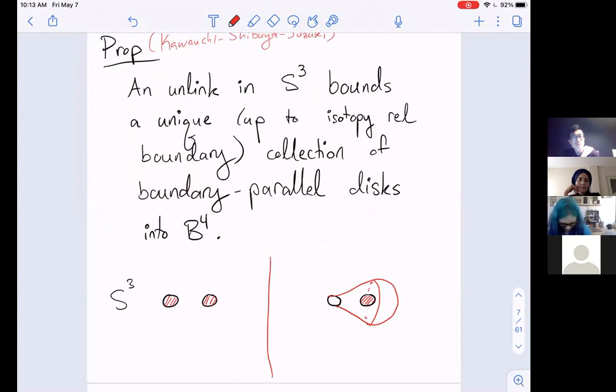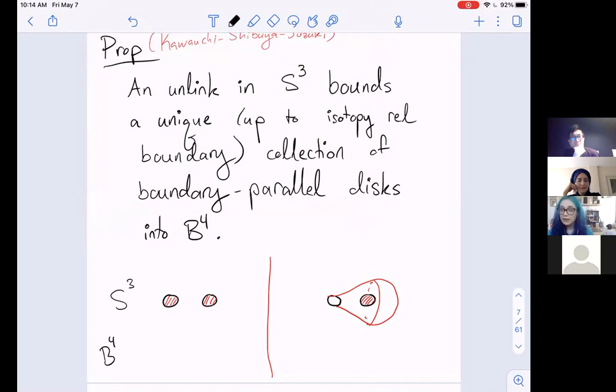To turn the right picture into the left picture, I would need to move this boundary to the right and pass it around the other component. I realize that I'm pointing right, and to you it probably looks left, but you know what I mean. But we're not talking about S3, we're talking about isotopy in B4.